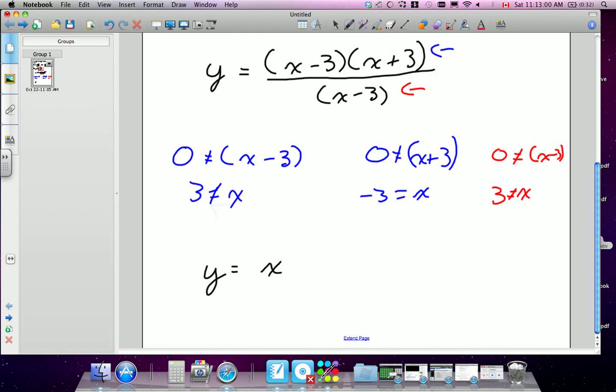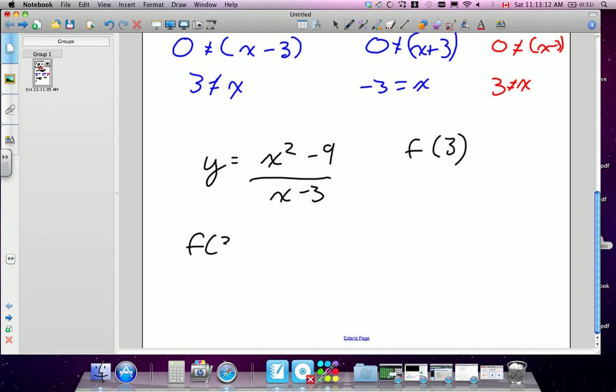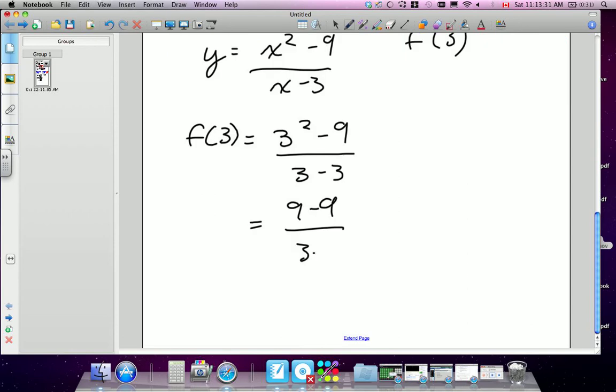And just to prove that, we'll get y is equal to x squared minus 9 over x minus 3. So this was our original function. Let's say f of x, so we're going to replace y with f of x. So f of 3 is equal to 3 squared minus 9 over 3 minus 3. What are we going to get on top and bottom? 3 squared is 9, minus 9, divided by 3 minus 3. What will we get? Great.